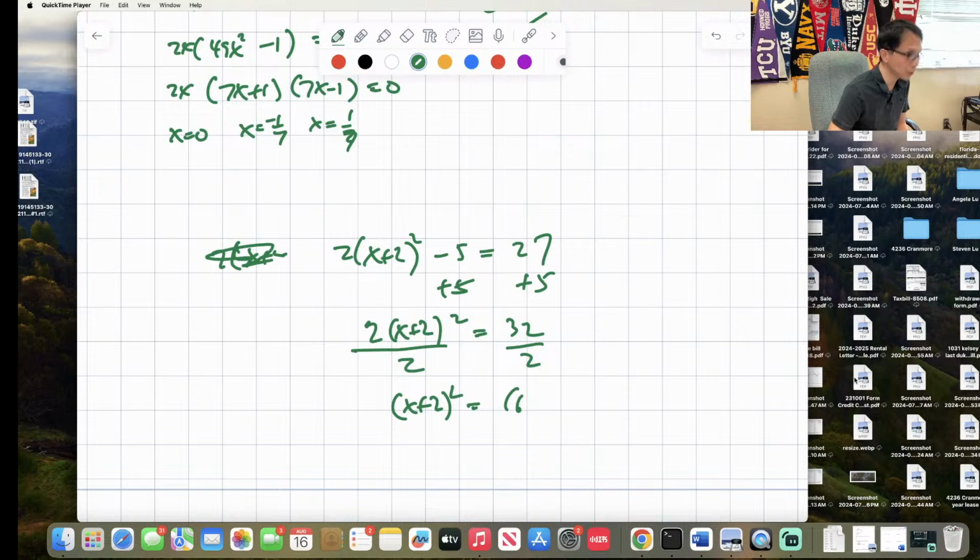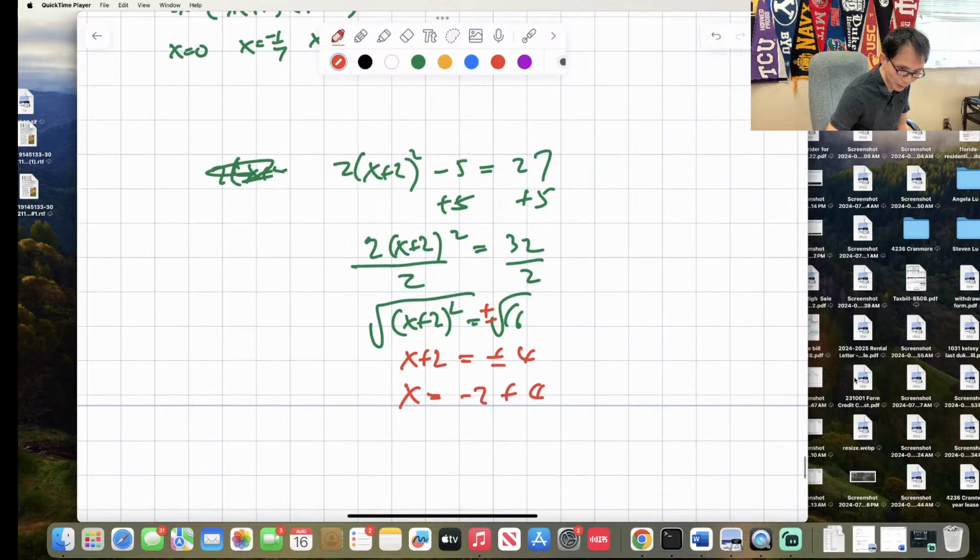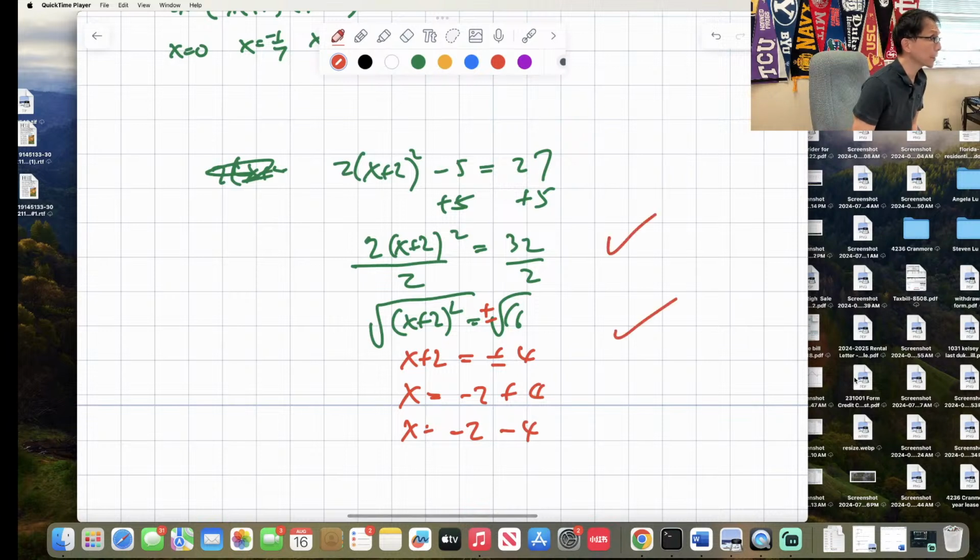What you're gonna do is square root both sides. And if you square root both sides, you're gonna get plus minus. x plus 2 equal to plus minus 4. x equal to negative 2 plus 4. x equal to negative 2 minus 4. So the work, the answers, 2 check marks. If they deserve 2 check marks, give them 2 check marks. Do not cross anything out.